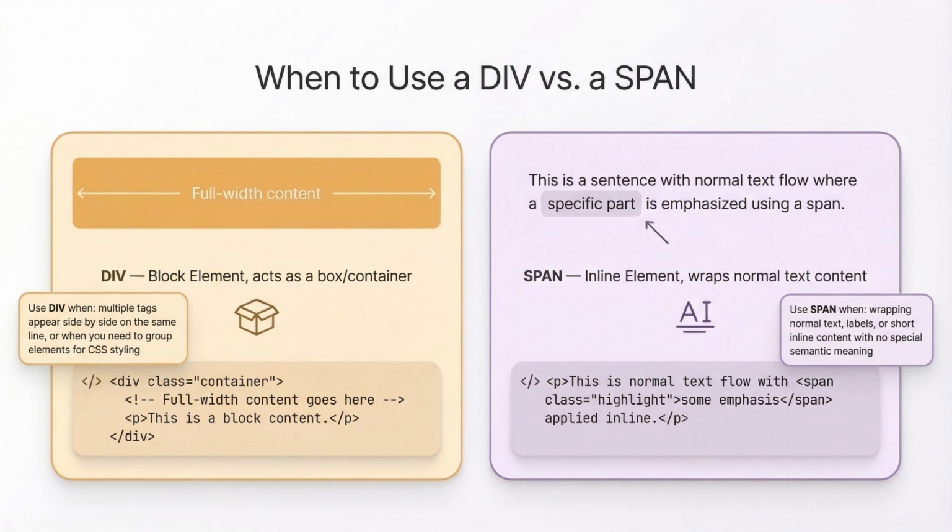If you have normal text that doesn't need a heading or a paragraph tag, a span is the right choice. Here's the practical rule. If you see multiple tags sitting side by side on the same line in your design, wrap them in a div. If it's just a piece of normal text, not a heading, not a paragraph, use a span. These two rules cover the vast majority of cases you'll encounter.